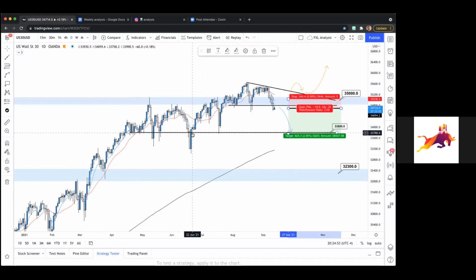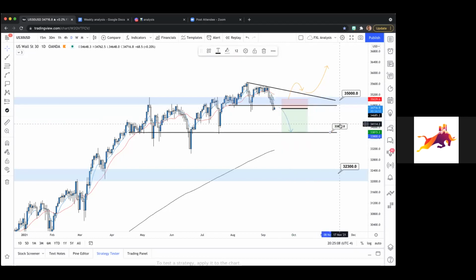We also shot through this level multiple times in the past, and it's acted as support. So it makes a lot of sense. 33.8, good level, well over 2 to 1, just based on this rough layout here. But pretty much that's what we're looking at, guys.